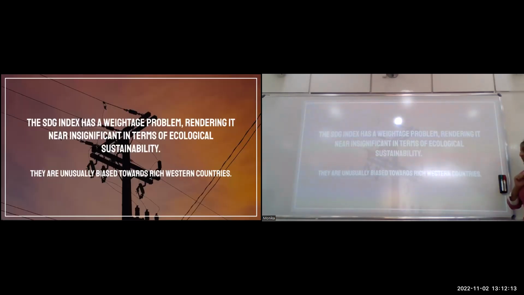Now, unfortunately, I did say that there is a focus on inequality, yes, but there is a massive problem with how SDGs are measured. The SDGs are measured with something called the SDG index, which a lot of global policy makers refer to. Because of this, you'll find that they're nearly insignificant in terms of ecological sustainability, and very much biased towards rich Western countries. You'll see that countries that top the SDG index are often some of the most environmentally unsustainable countries.